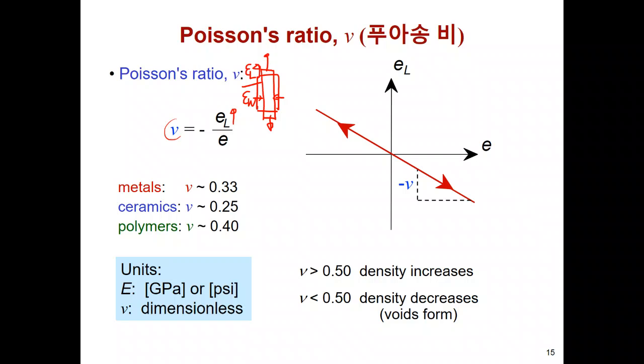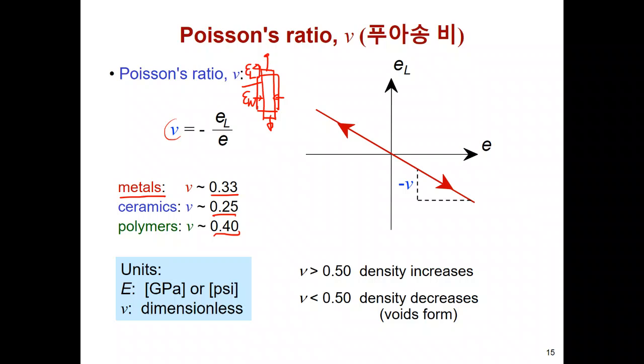But the lateral change is opposite, so we put a negative sign here. Depending on the material, the Poisson ratio is slightly different. From here we can easily define that the Poisson ratio is about 1/3 for metal, but 1/4 for ceramic material.